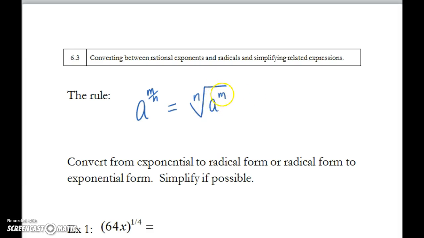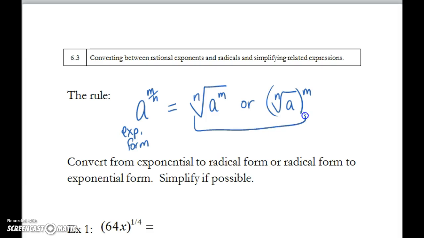Now, when we write it this way, we do the power first and then take the root. Or you can write it as the nth root of a, which says we take the root first and then raise it to a power. Either one is fine. One is just sometimes more convenient than the other depending on the problem. What we have on the left here is what we call exponential form. And on the right here, both of these are called radical form. And this number n is what we call our index.